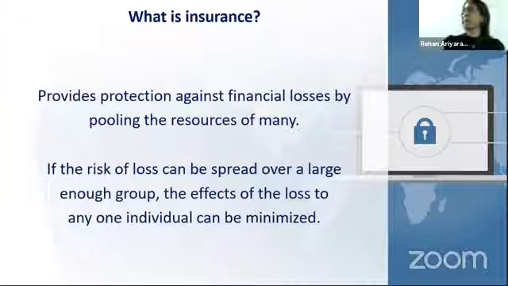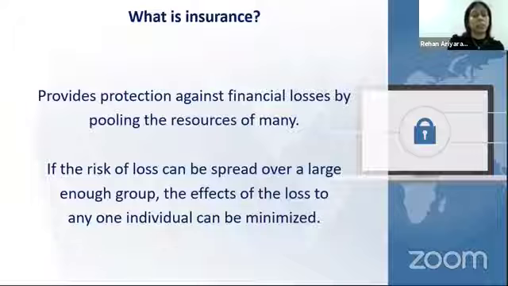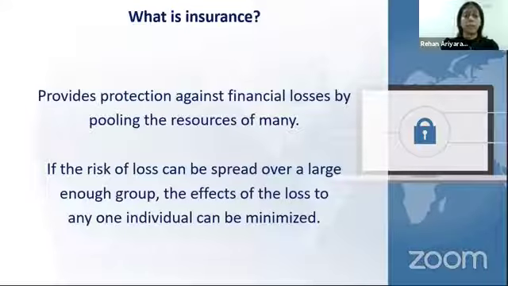If you simply take a motor policy, that's how the concept works. Everybody pools their motor policy insurance in a pool, and the probability is that not everybody in that pool is going to meet with an accident every year. Only a certain percentage will have an accident or suffer any losses. So the pooling of many makes it very viable for risk sharing. This is the basic concept.